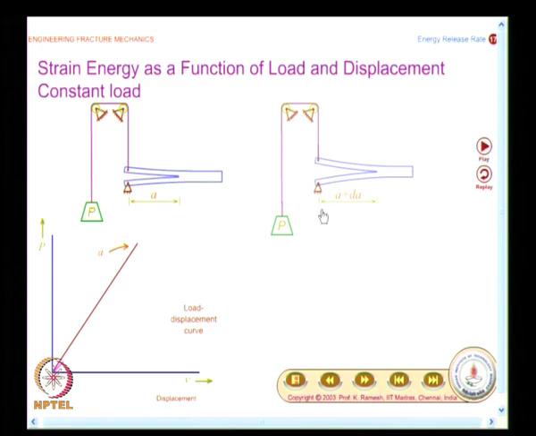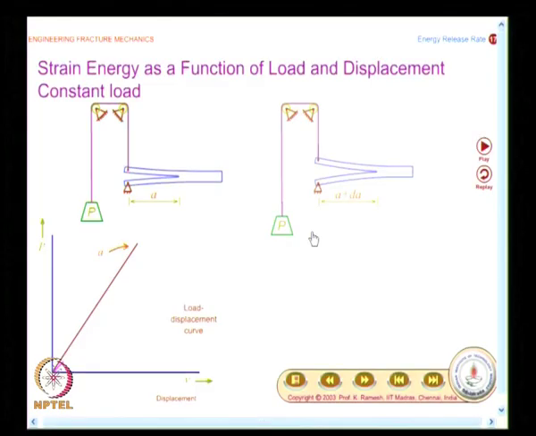And suppose I want to plot the load versus displacement, how do you anticipate the graph to be? I have a longer crack now. So, definitely stiffness comes down. So, the graph will be below the earlier one, the slope will be different, and this also can be recorded, and you have a graph which is for A plus dA.